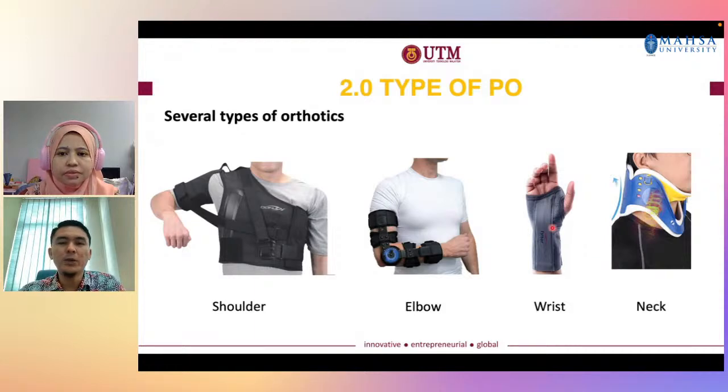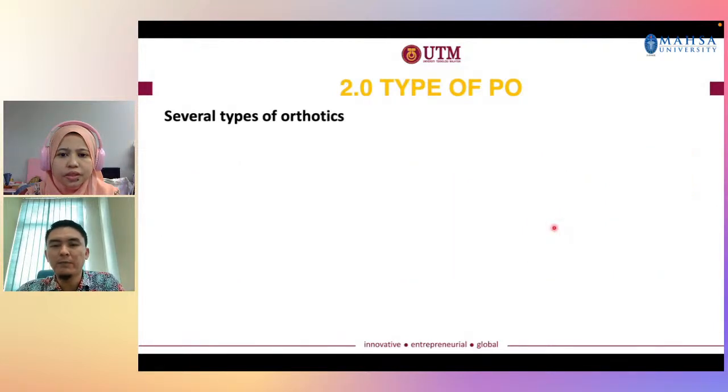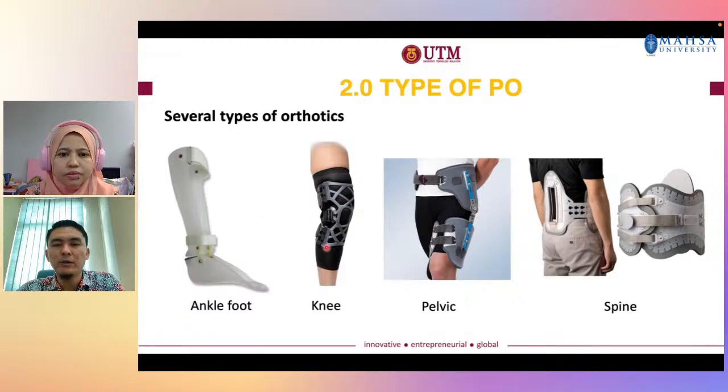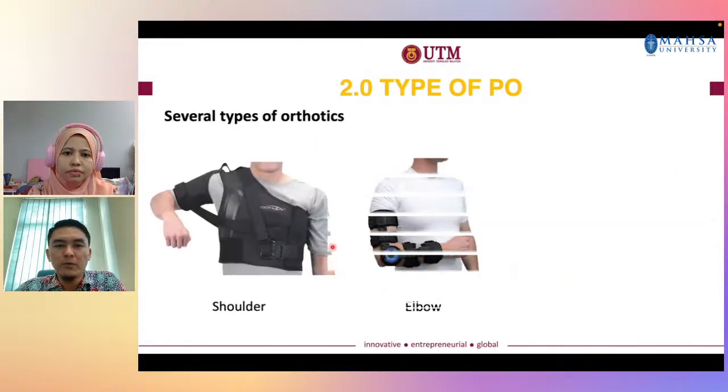So basically, orthotic medical devices are only for support, not for replacement, to support an injured joint, for example. For example, cases that happen in the knee joint normally happen in football players. They get an ACL injury and so on, and the first treatment or first support is the knee brace. Normally, the layman calls it a brace, but in medical terminology, we call it orthotics. So this is an example of orthotics.